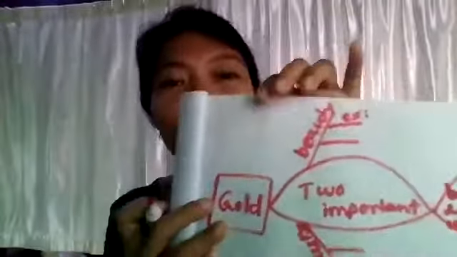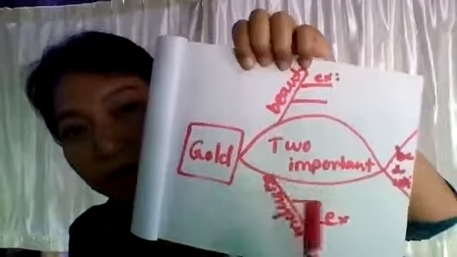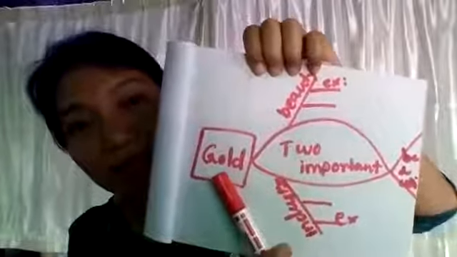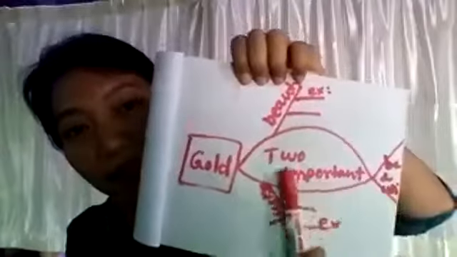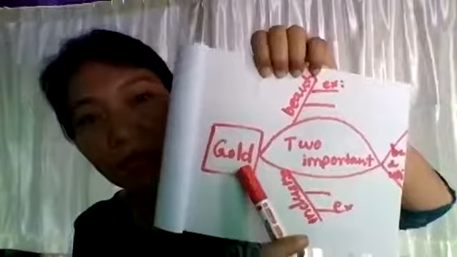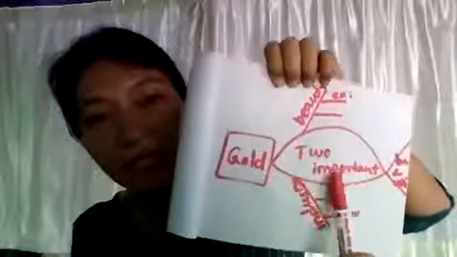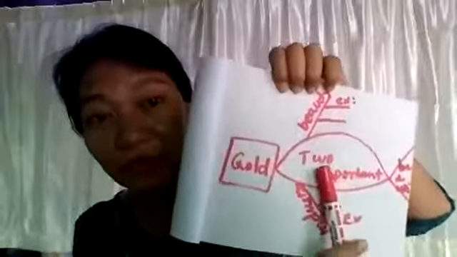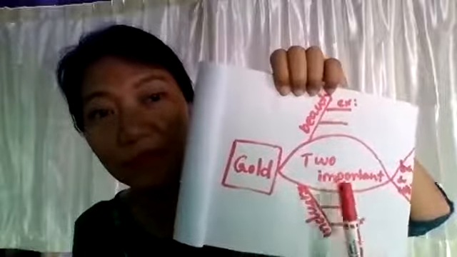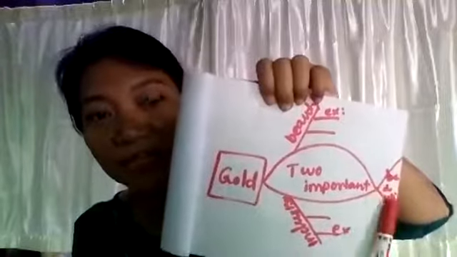Okay, you see, this is a fishbowl. Thought about gold. Okay, gold paragraph, this is a fishbowl. The head is about topic, and then the body is about controlling idea. Okay, the head is gold. And can you see it? The head is gold, and here the fish body is controlling idea. Two important characteristics, right? And this is conclusion, beauty and utilities, right?